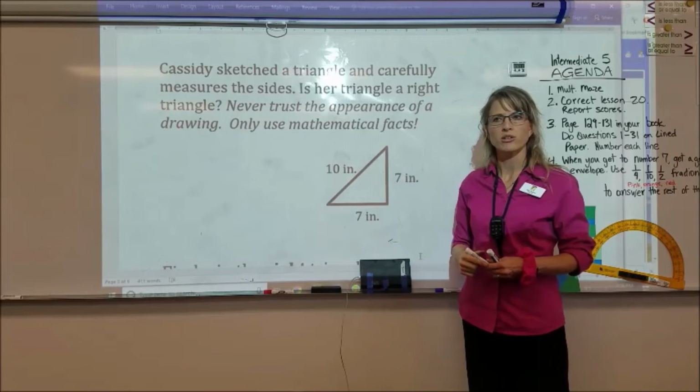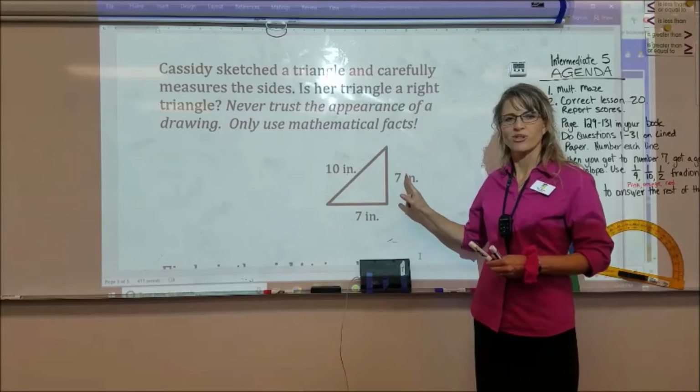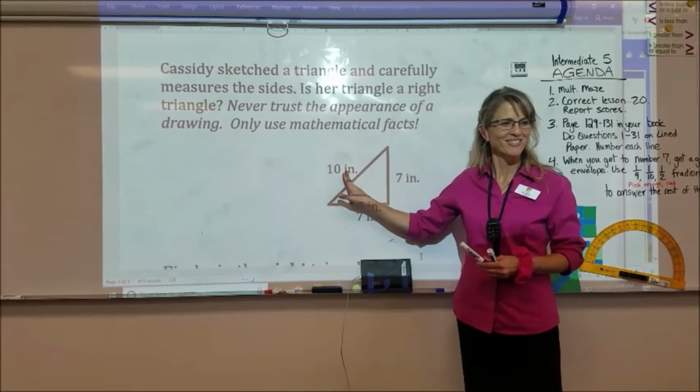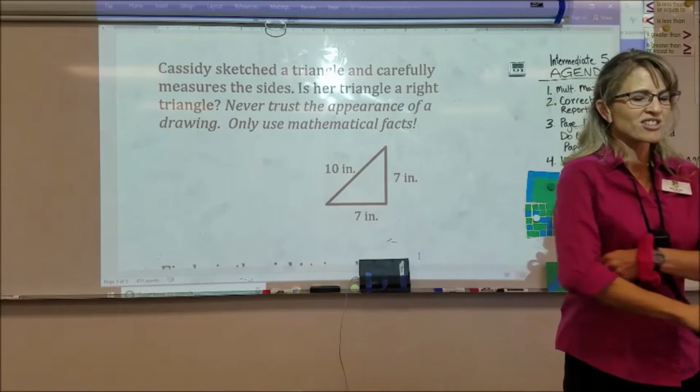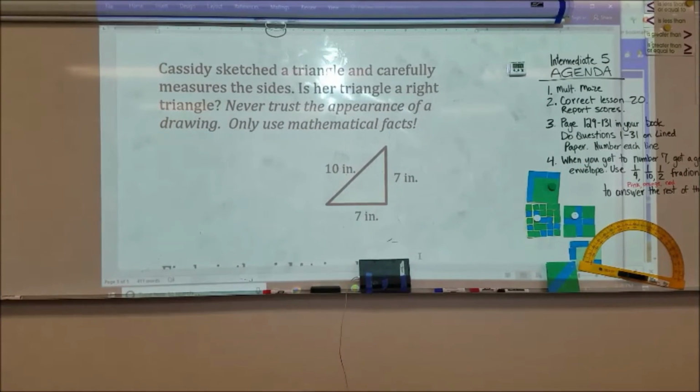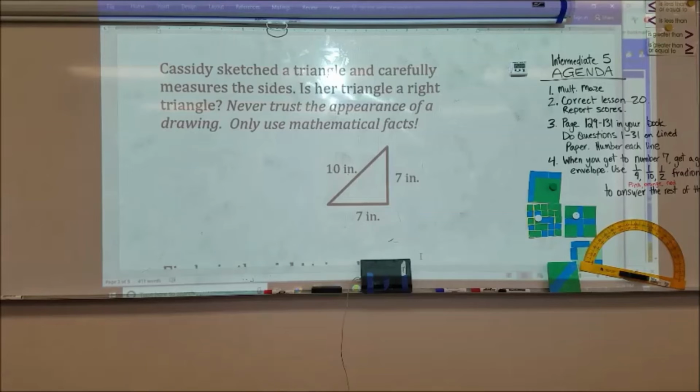So will you write for me on your papers: a squared plus b squared equals c squared, or 7 squared plus 7 squared, and tell me if that equals 10 squared. We're going to take a vote in 20 seconds, and you're going to say yes, it's right, or no, it's not. Is the leg squared plus the leg squared equal to the hypotenuse squared? Okay, put your pencil up when you've got it, and you know your answer.